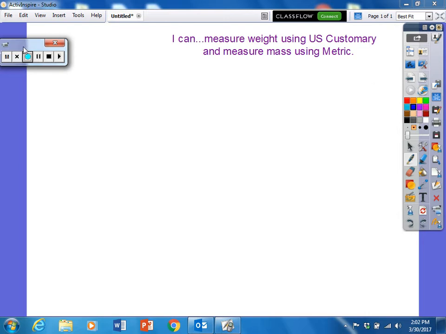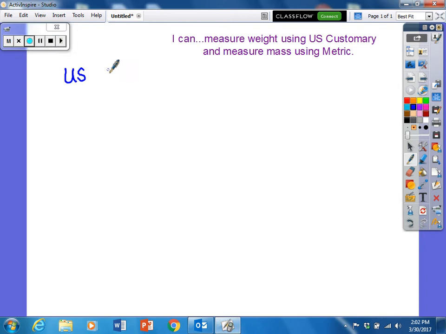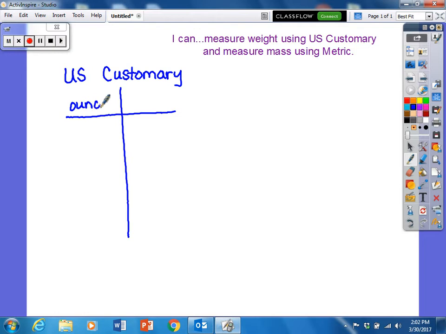And the metric system uses mass, while in the United States we use U.S. customary. So our first unit of measurement for U.S. customary are pounds and ounces. If I have 1 pound, and pound is abbreviated LB, then I have 16 ounces, and ounces are abbreviated OZ.